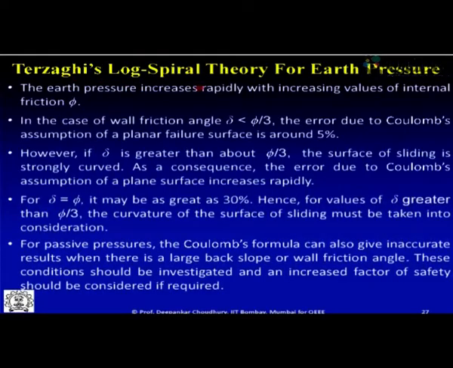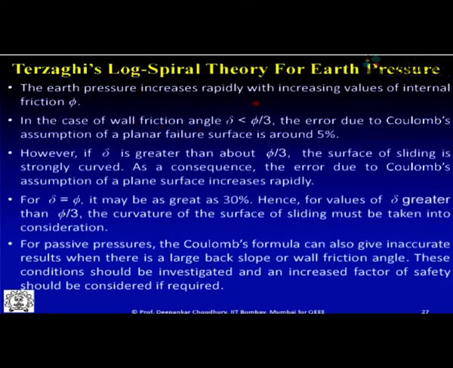It will be loaded. Now let us come back to the third method of earth pressure solution, Terzaghi's log spiral theory for earth pressure. So far we have covered Rankine earth pressure theory and Coulomb earth pressure theory, which are the classical earth pressure theories. Now, in what way is Terzaghi's earth pressure theory superior? Because it came much later than Coulomb's and Rankine's earth pressure theories. Let us see.